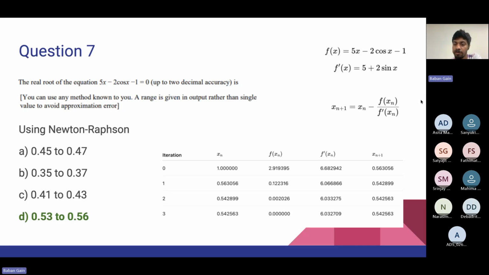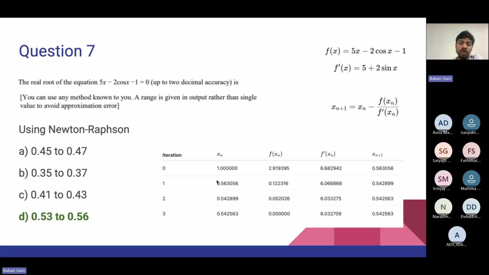Another one you can use is Newton Raphson. In this case, this is the function and this is the derivative of the function, because if you take d/dx of this equation, 5 and 2 cos x, the 2 comes outside. The derivative of cos x is minus sin x, so minus becomes plus: 5 plus 2 sin x. This will get cancelled. The Newton Raphson formula is x of n plus 1 equals xn minus f divided by f prime, the derivative.